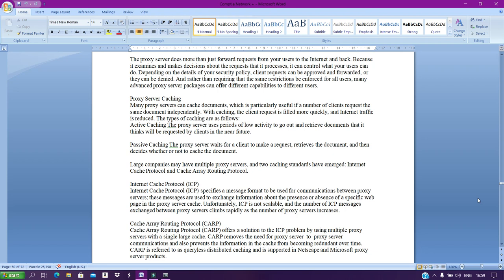The proxy server does more than just forward requests from users to the internet and back. Because it examines and makes decisions about the requests that it processes, it can control what your users can do depending on the details of your security policy. Client requests can be approved and forwarded, or they can be denied. Rather than requiring the same restrictions be enforced for all users, many advanced proxy server packages can offer different capabilities to different users.